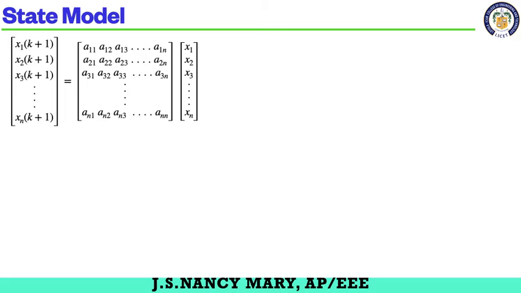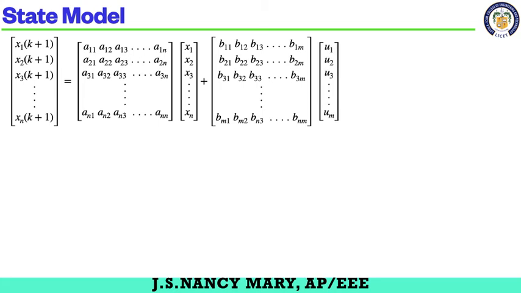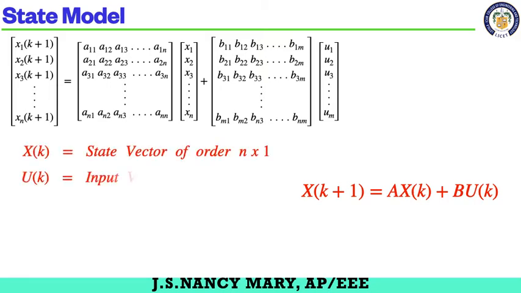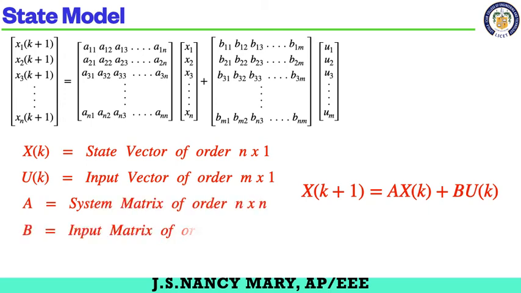So while writing the matrix, I'll be writing x1 of k plus 1, x2 of k plus 1, instead of x dot, we are writing this. So A matrix times x, plus B matrix times u, which is given by x of k plus 1 equal to A x of k plus B u of k, where x of k is the state vector and u of k is the input vector, A is the system matrix and B is the input matrix. So this is your state equation.